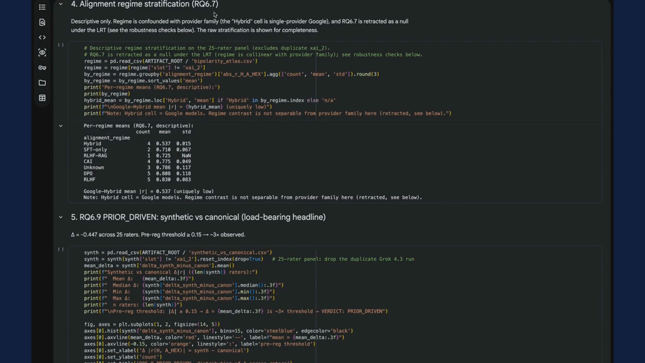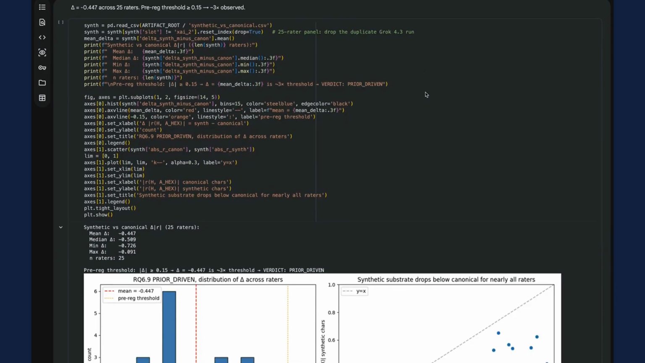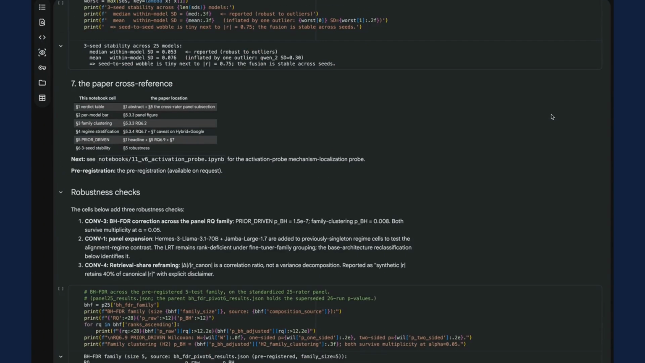Section 5 is the load-bearing result. The per-rater synthetic minus canonical drop averages minus 0.447, about 3 times the pre-registered threshold. The verdict prints prior-driven. The fusion is retrieved from a memorized prior, not read from the text, and every rater moves the same direction. Seed stability is tiny at 0.05, and the headline survives Benjamini-Hochberg correction at a corrected p of 1 × 10 to the minus 7.